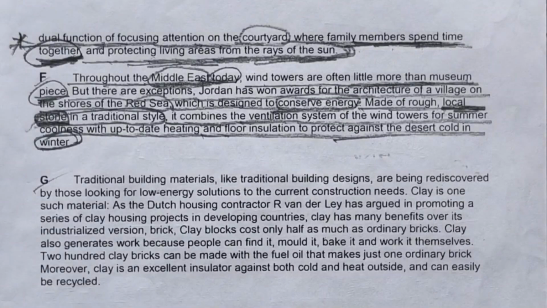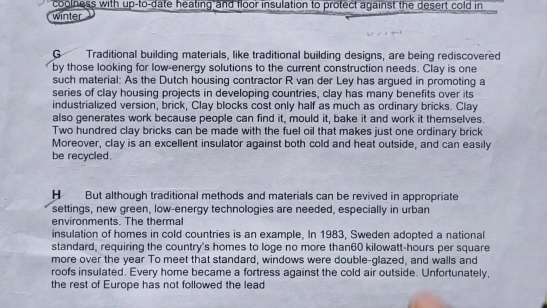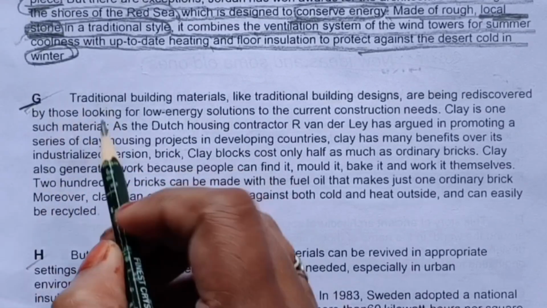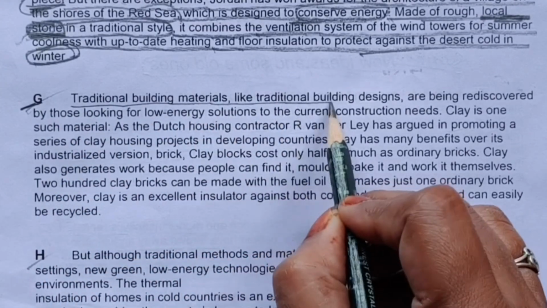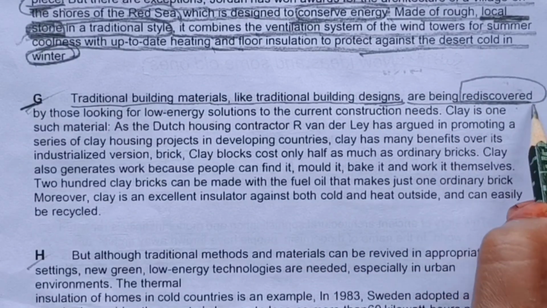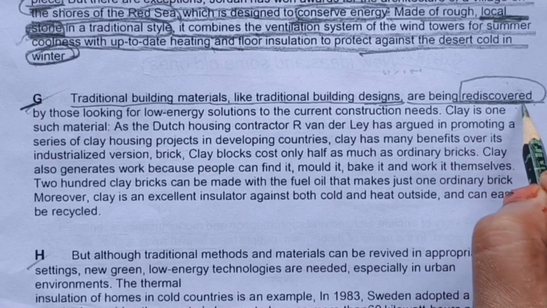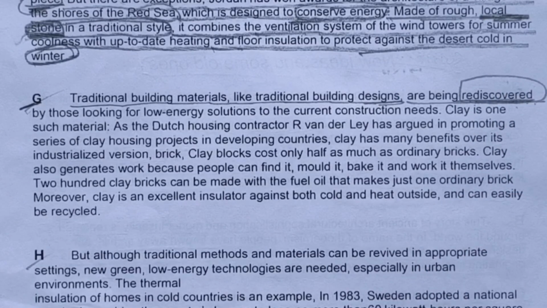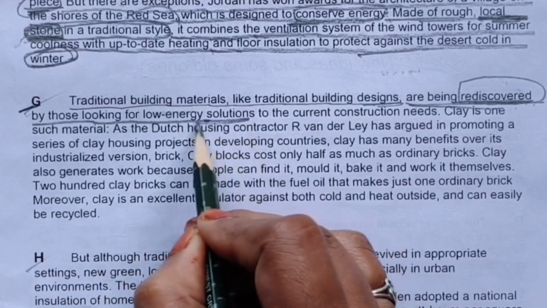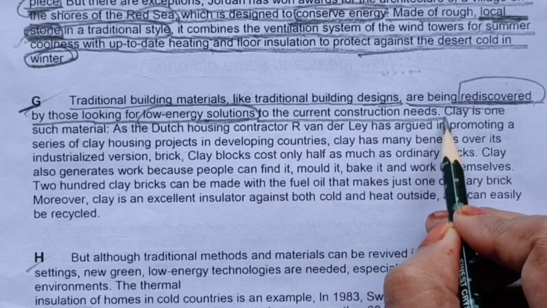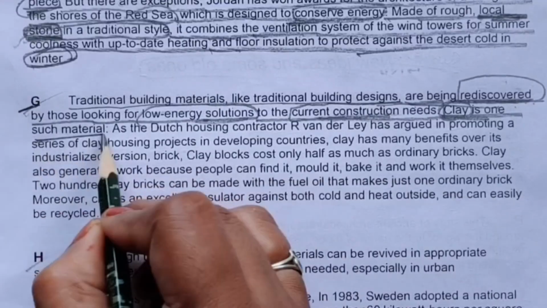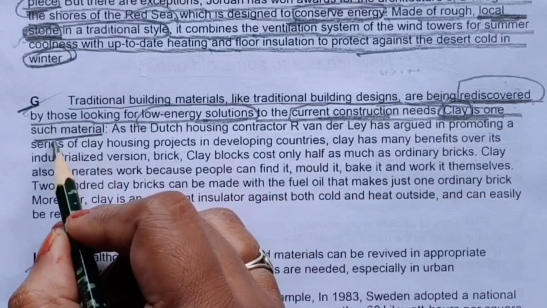So we will move forward towards our G paragraph. Now let's quickly read our G paragraph. Traditional building materials like traditional building designs are being rediscovered. Rediscovered means to be discovered again, once forgotten and discovered again, are being rediscovered by those looking for low energy solutions to the current construction needs. Clay is one such material. They are mentioning here, clay is one such material.